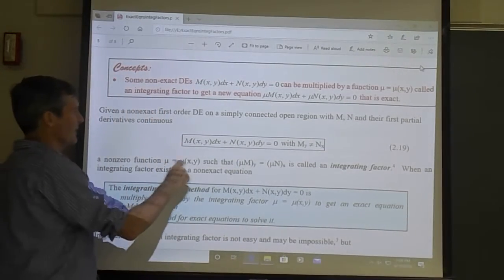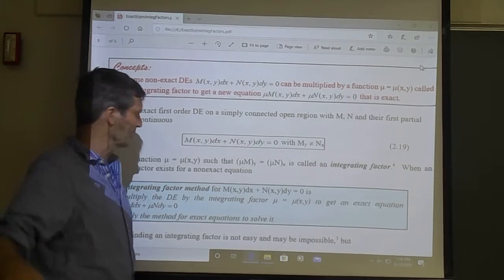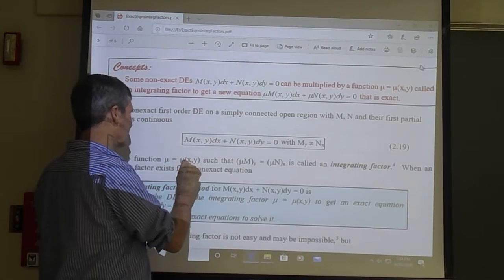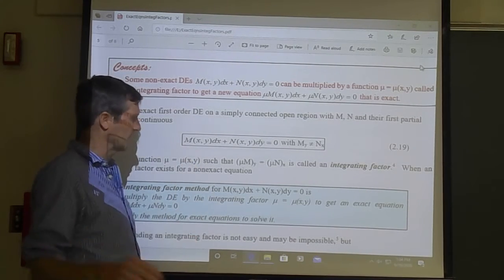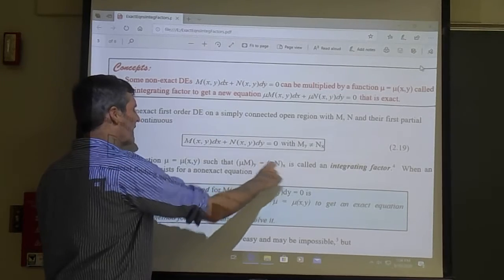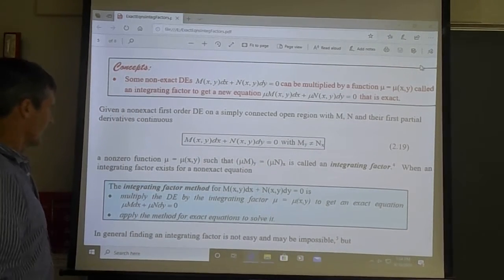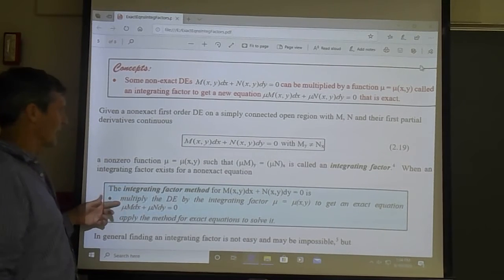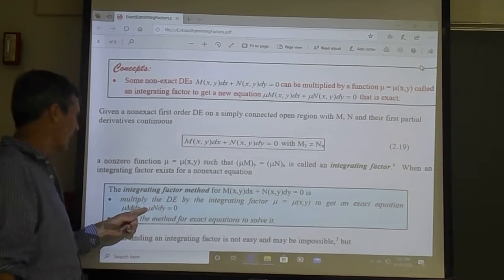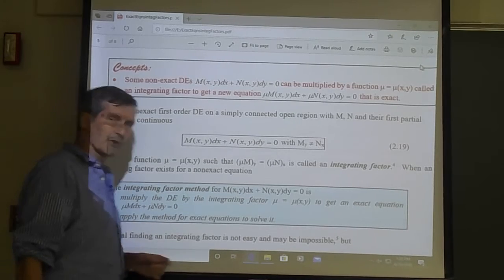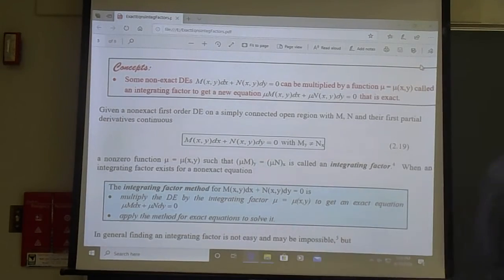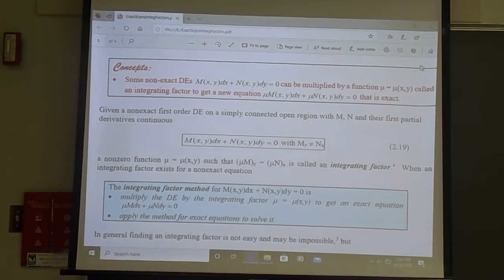So here's the criterion right here. We want to find a function in general of x and y, but for our purposes, we'll just assume it's a function of x only or a function of y only. Those are the two important techniques. It has to satisfy this equation. Then the strategy is to find the integrating factor, multiply through by it, then solve the equation by your method for exact equations. That's all there is to it.